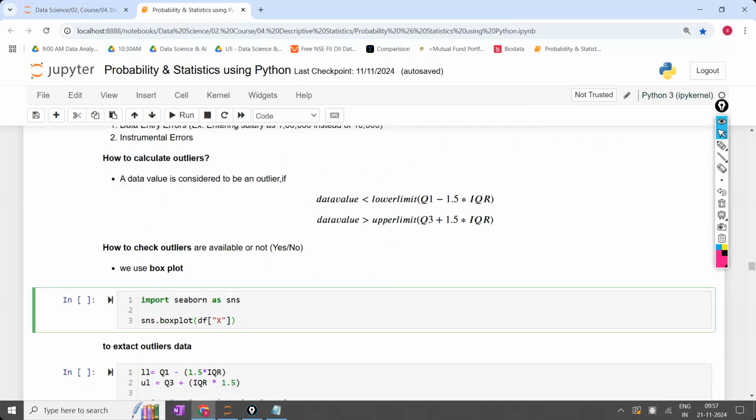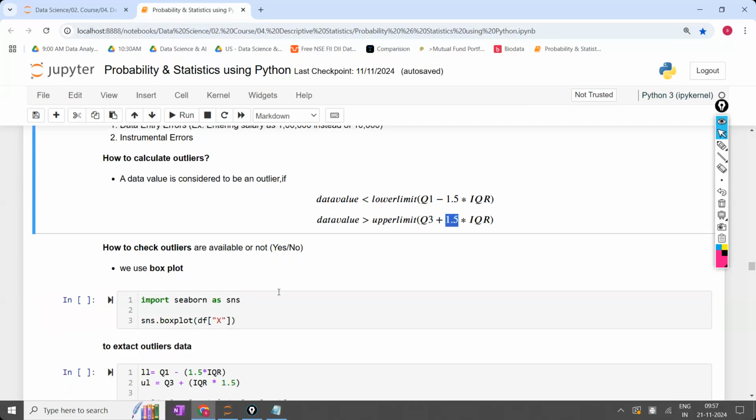Next, first, how to check the outliers. How to calculate the outliers: Q1 minus 1.5 into IQR, Q3 plus 1.5 into IQR. Why this 1.5? I'll explain. Just give me 2 minutes of time.